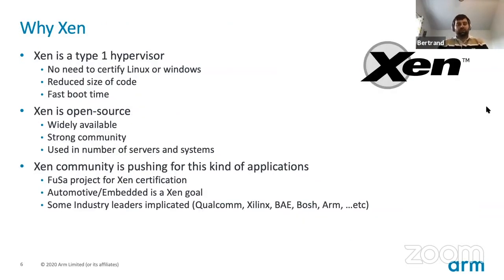So why choose Xen? First, Xen is a type 1 hypervisor, meaning it does not need a rich OS as host. This reduces the amount of critical code and enables faster boot time to critical functions in comparison to what you could do with a type 2 hypervisor. Xen is open source and has a wide community of users and developers. It is used in a number of servers and applications, and the Xen community is pushing towards embedded systems. The FUSA project is looking at Xen certification, while several industry leaders like ARM want to help Xen be more suitable for embedded systems. For example, there is a Xen automotive group that you can find on the Xen website.